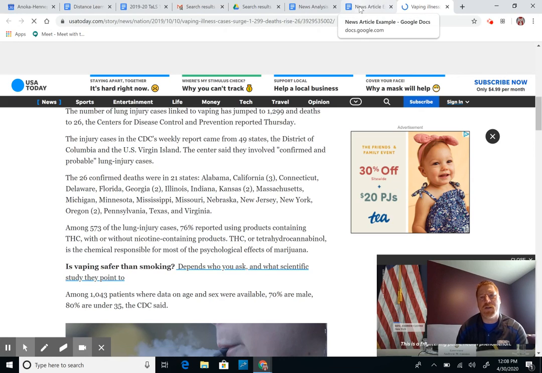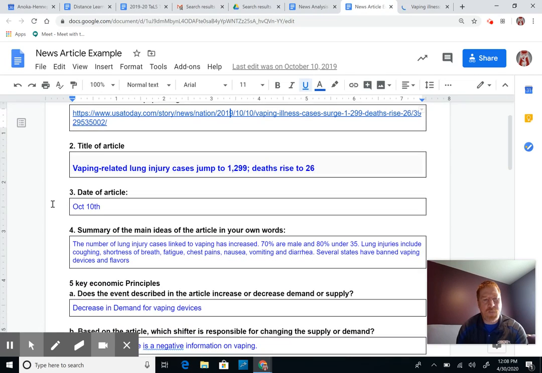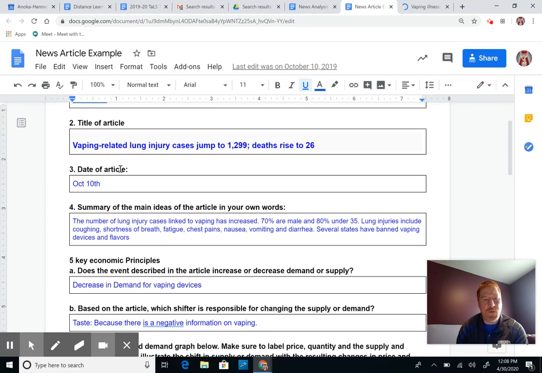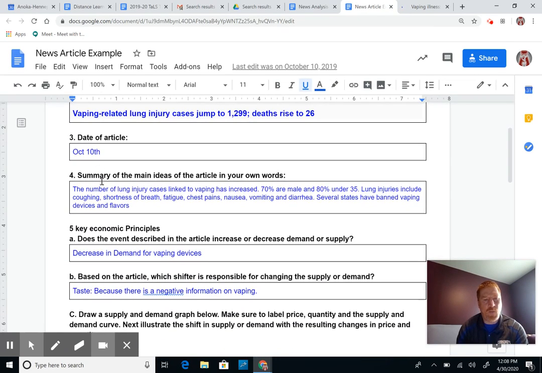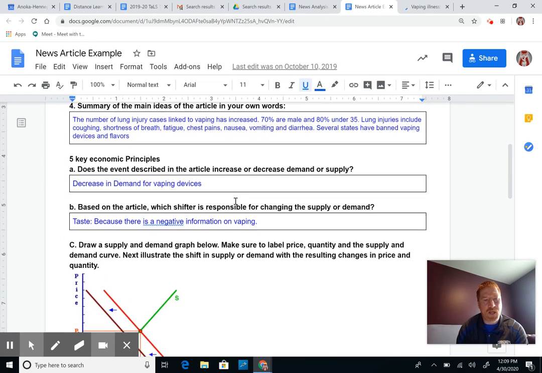So I found that article and I put that link on question number 1. I put the title of the article, I put when I found it, and then a summary of the article. And again, it talked about how lung injury cases linked to vaping have increased, and some things like that. Then what you need to do is talk about the key economic principles.